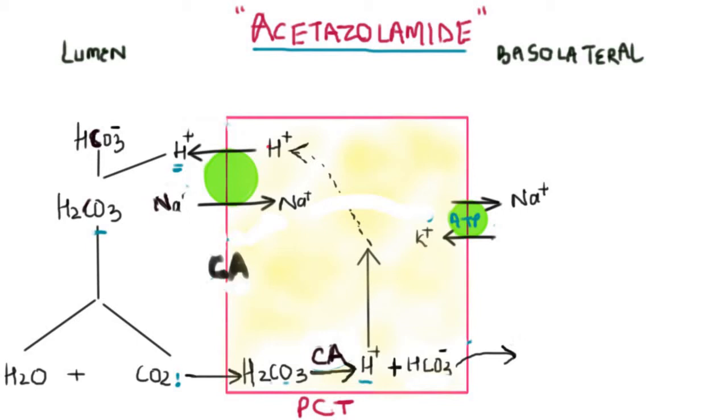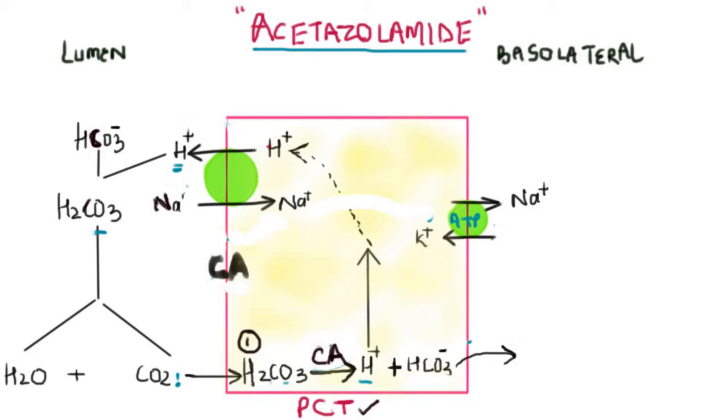So guys, the site of action of acetazolamide is the proximal convoluted tubule, but before we really take on the mechanism of action, let's look at the basic physiology which is going on inside the proximal convoluted tubule. So we will start from here.